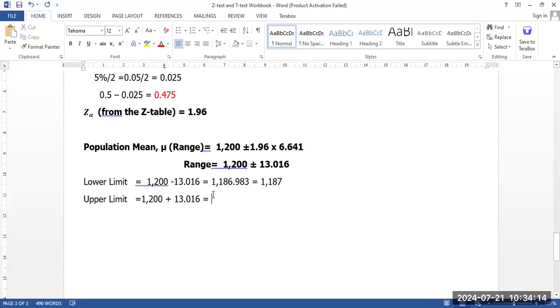What about here? This is 1,213.016, which is approximately equal to 1,213 bulbs. So finally, your population mean falls within this range, 187 bulbs.